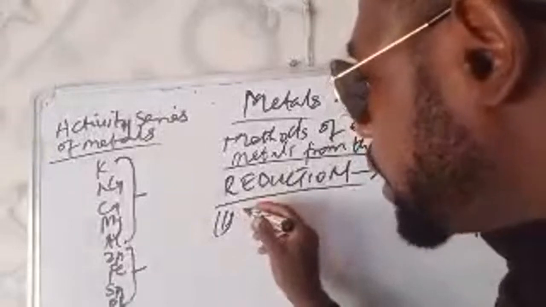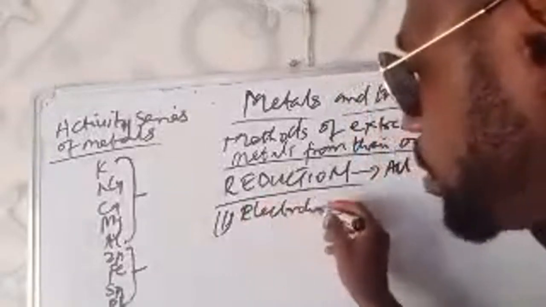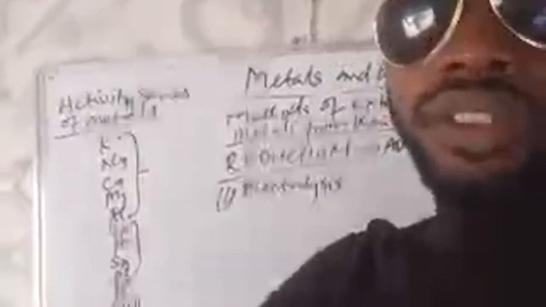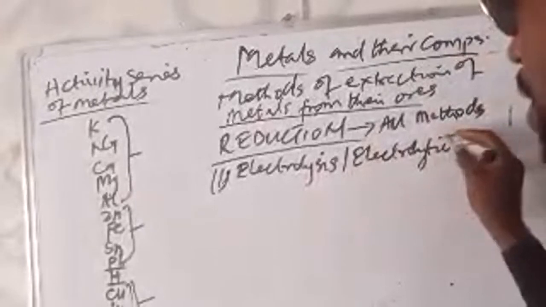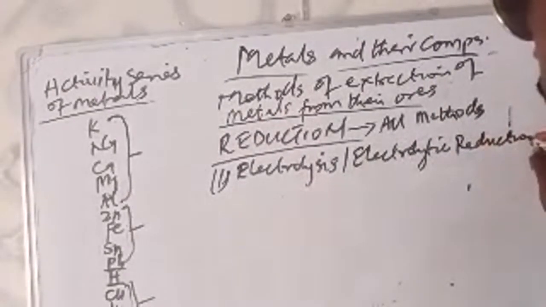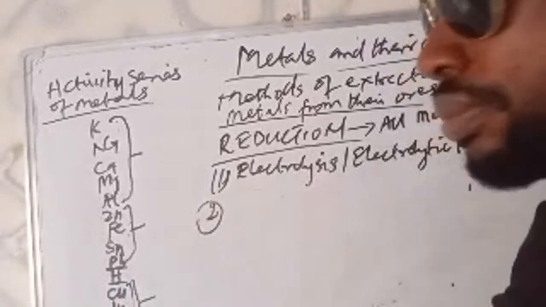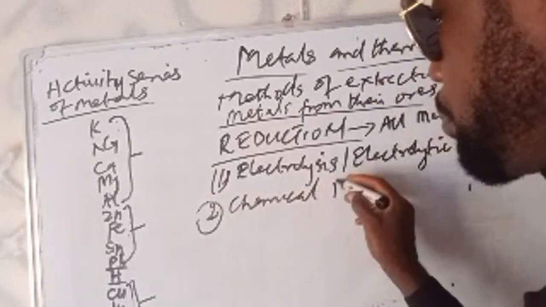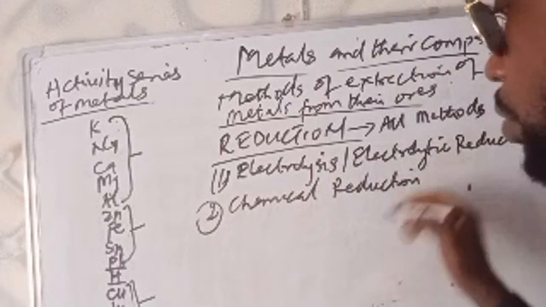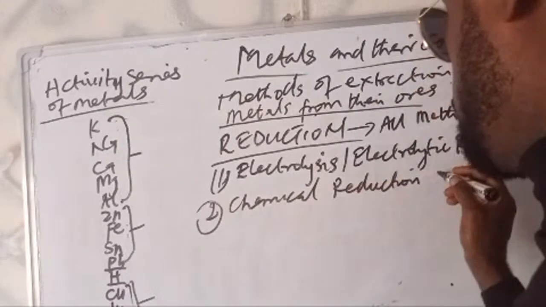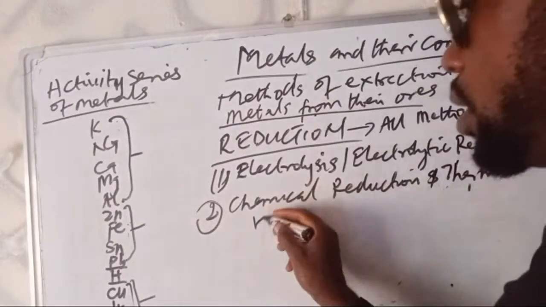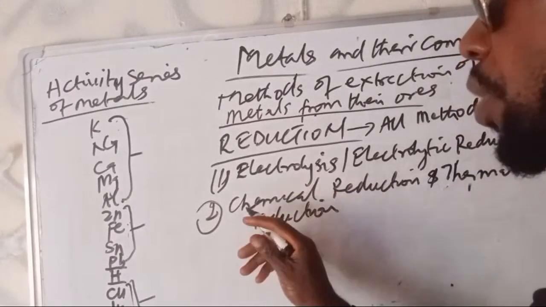Number one is by electrolysis. Remember, electrolysis is a redox reaction, but the aspect that will give us the metal is nothing but reduction. So you can call it electrolytic reduction. Number two is the thermal and chemical reduction, because heating is needed. That's where a chemical reducing agent is applied.